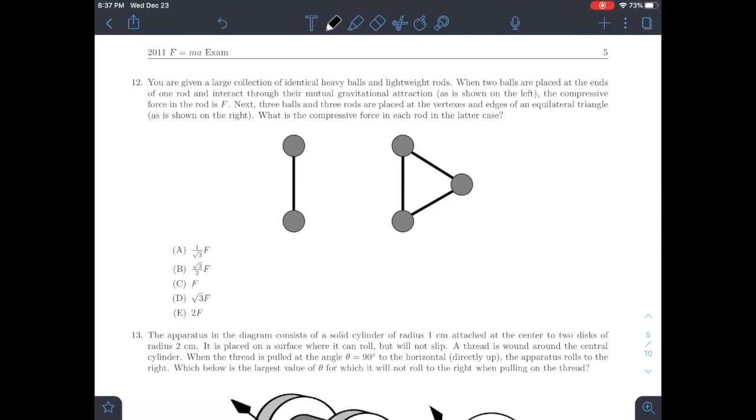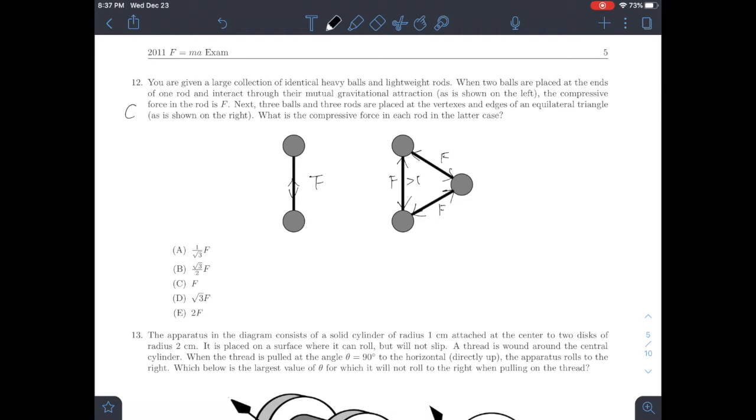So question number 12. You are given a large collection of identical heavy balls and lightweight rods. When two balls are placed at the ends of a rod, through their mutual gravitational attraction, the compressive force in the rod is F. Next, 3 balls and 3 rods are placed at the vertices of an equilateral triangle. What is the compressive force in each of the rods in this case? So let's assume that all the forces are F first. Then each force has an action and reaction pair. So we can see it's C.